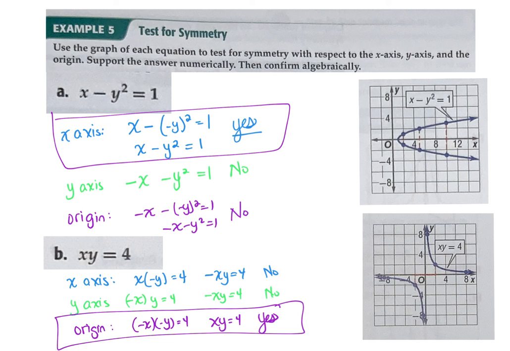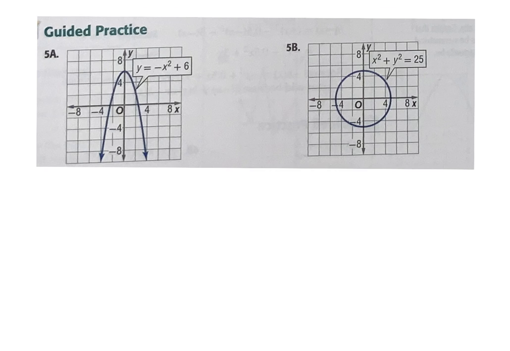But because it is right on the origin, the center is the origin, that circle in your guided practice is symmetric to everything. If you look at it visually, you can see that it is symmetric to the x-axis, y-axis, and the origin. But if you look at it algebraically, you can see that those squares are going to make them go back positive. And so even algebraically, you can show that it is symmetric to everything.